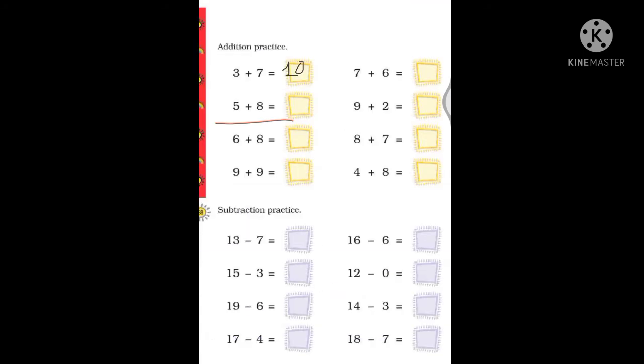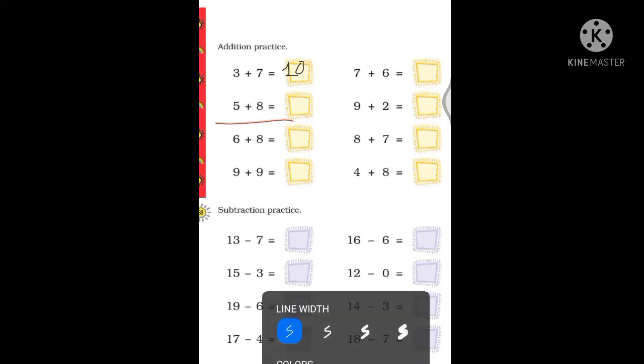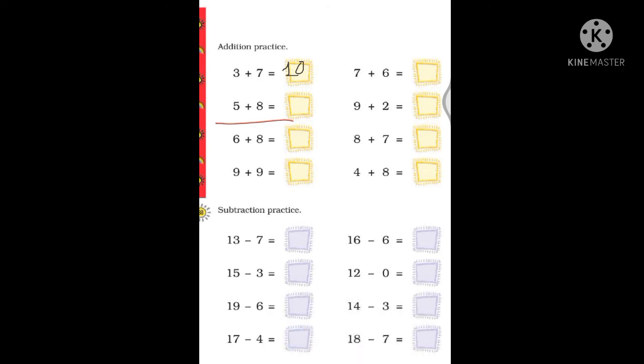Now second one, 5 plus 8. So students, if we do 5 plus 8, what do we get? Tell me, beta, 5 plus 8, what do we get? Shifa, once again. 13. Yes, 5 plus 8 we get answer 13. You are absolutely right, beta. Everyone write down answer 13.